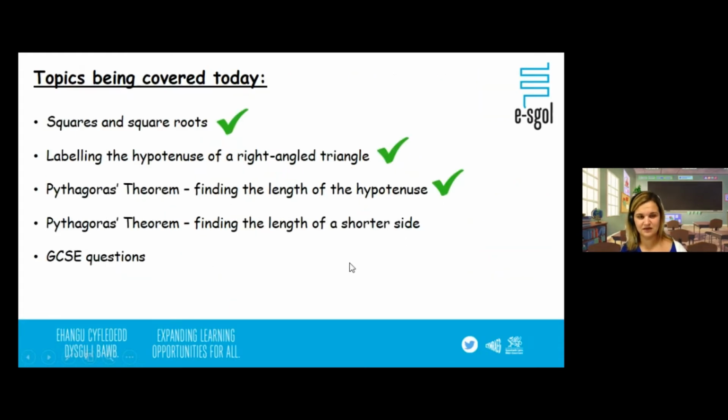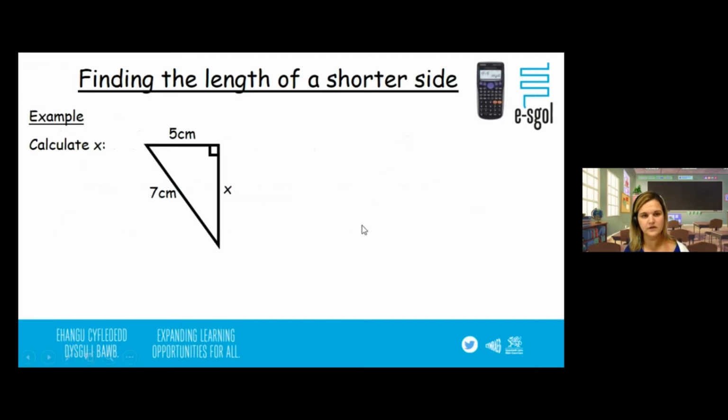Lovely. Okay, so this is how far we've got so far. We've done the first 3. We're now going to look at using Pythagoras' Theorem to find the length of one of the shorter sides. We've only looked at the hypotenuse so far. So I'm going to run through this one with you. You can see up on the top right, this is a calculator question.